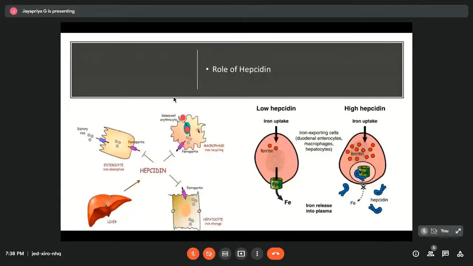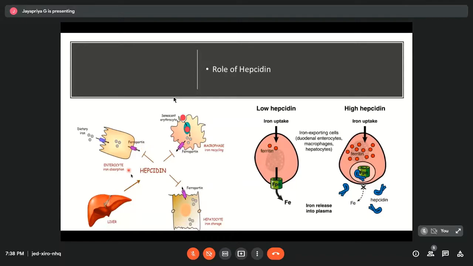So the major cells where ferritin is present are, one, the duodenal enterocytes where iron is absorbed. Then you have the macrophages in the liver and the spleen where normally the erythrophagocytosis occurs and the iron gets stored as ferritin. And also in the hepatic parenchymal cells. So whenever our body is in need of iron, the iron gets mobilized from the ferritin and it is exported into the plasma through this ferroportin channel.